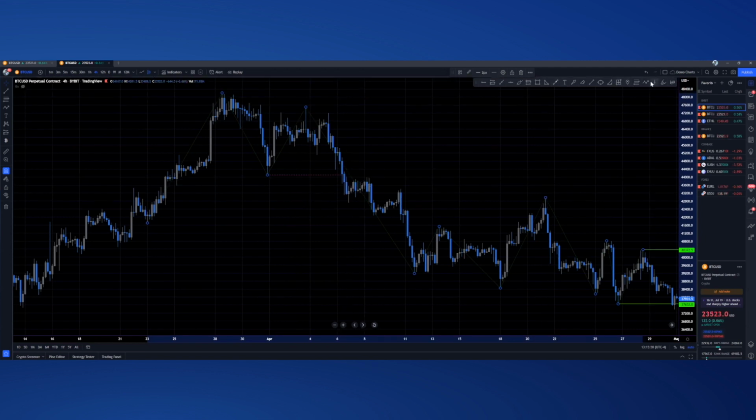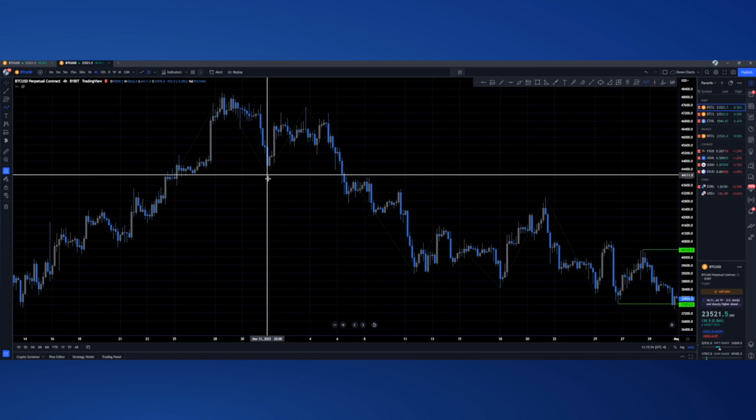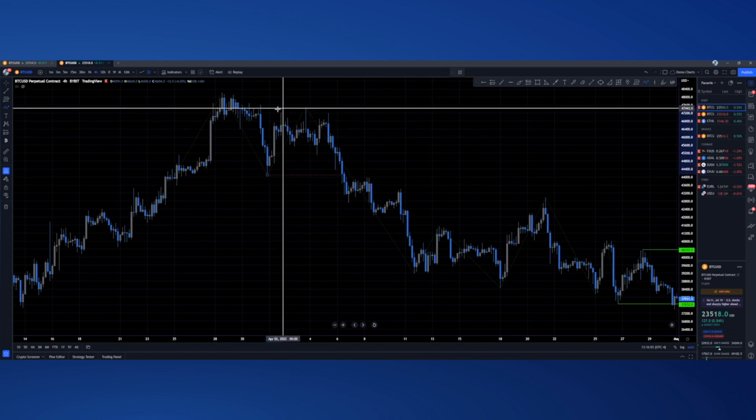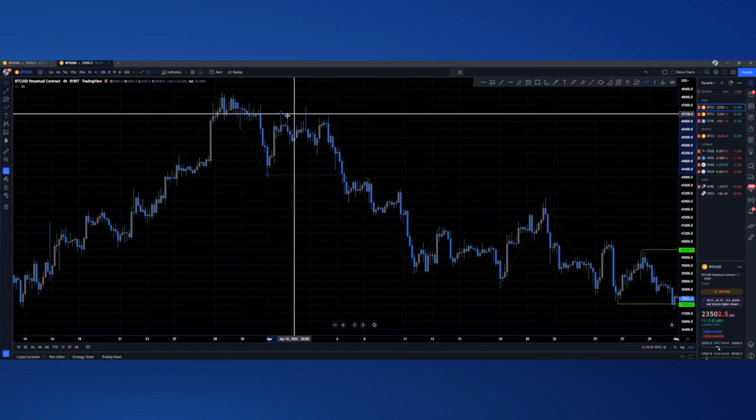And at this point, I can come back in with my path tool. And essentially what I'm doing is I'm marking major structure on probably the 1 hour and the 15-minute, right? So I'm going to mark this low. I'll change this color in a second. Then that.